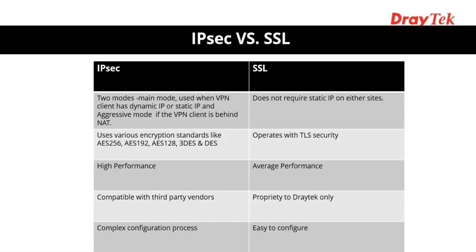However, IPsec will perform much better than SSL because of our router's dedicated IPsec processor. IPsec is an industry standard protocol. Therefore, it will be compatible with many third-party vendors. However, SSL is strictly DrayTek proprietary, so it can only work between DrayTek routers. IPsec could become fairly complicated to set up, depending on the version and mode used. SSL, however, is always fairly easy to set up.